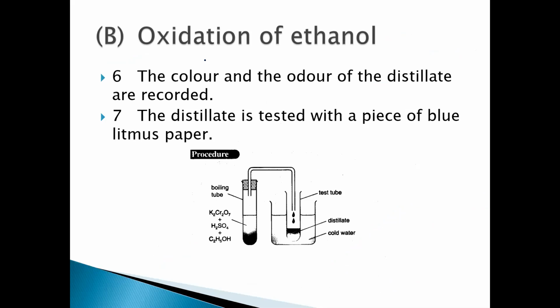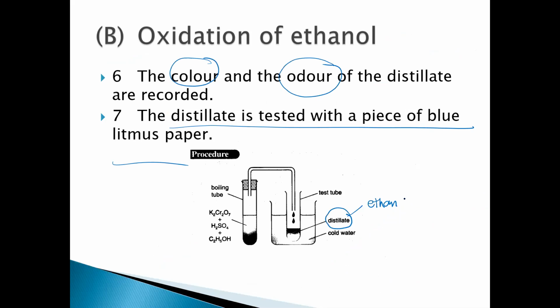The teacher is going to look at the color and the odor. Odor means the smell. And then I'm going to test with litmus paper. I want to ask you: you already know your distillate is ethanoic acid. If I test with litmus paper, what happens to my blue litmus paper? It turns red. Very good. Because I see the word blue, acid. Acid will turn blue to red. So this is one observation.